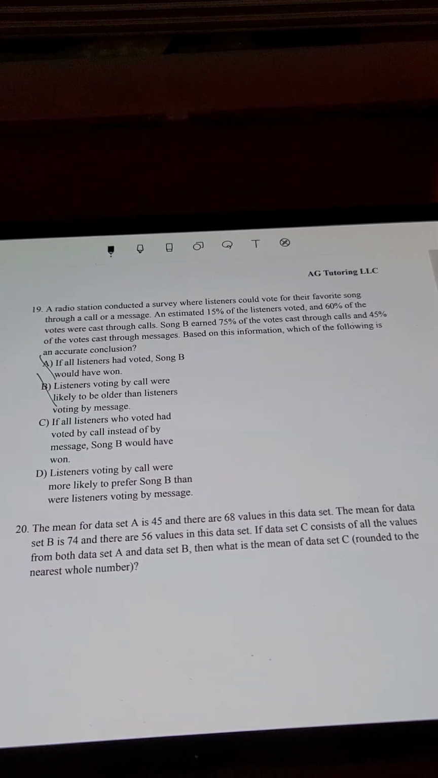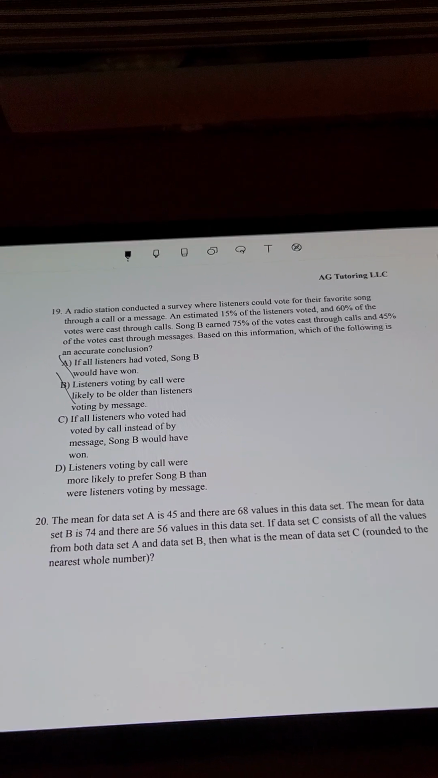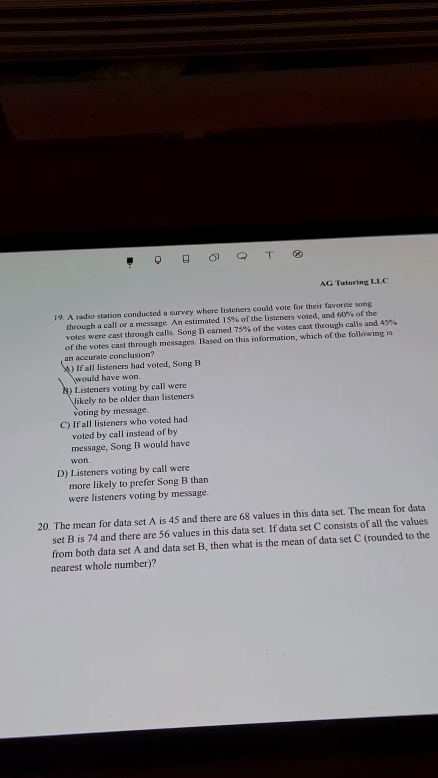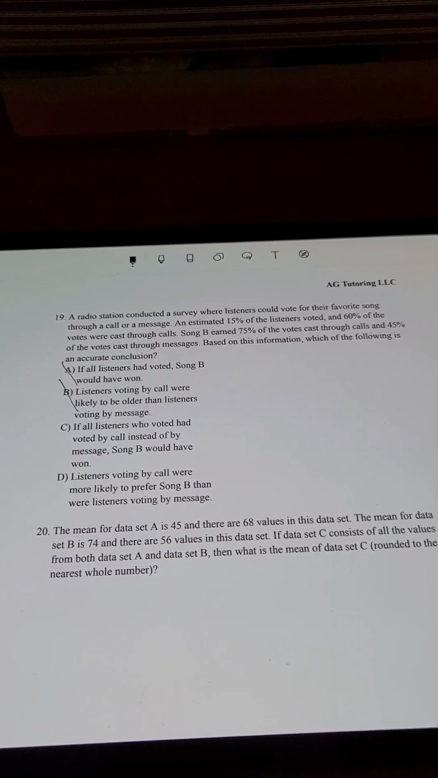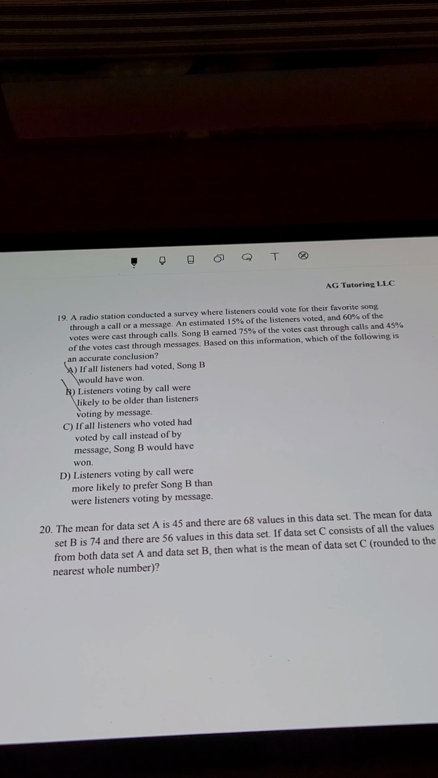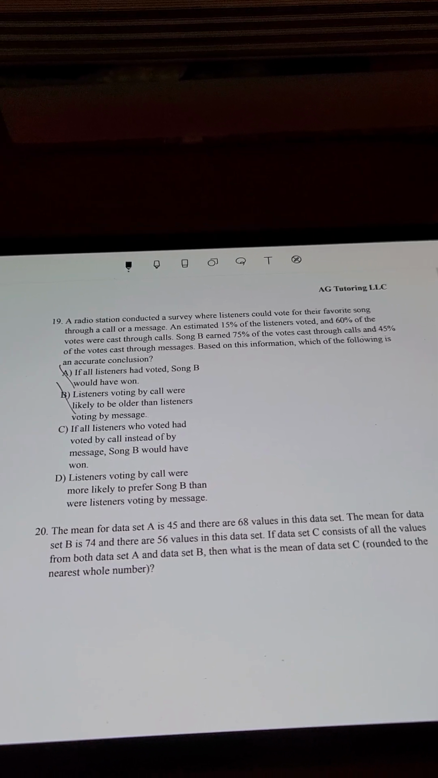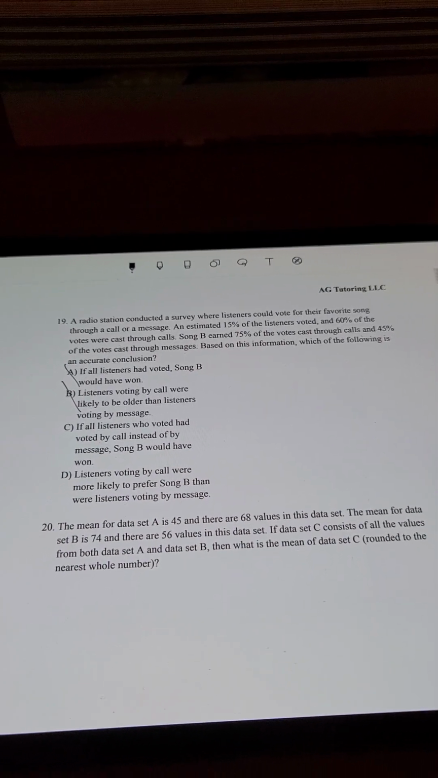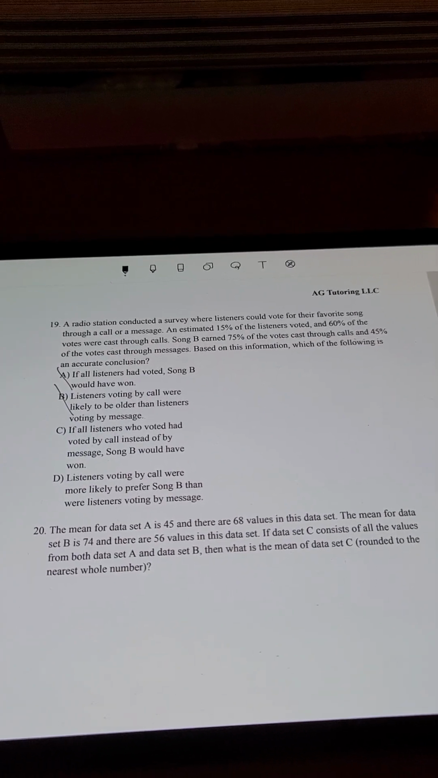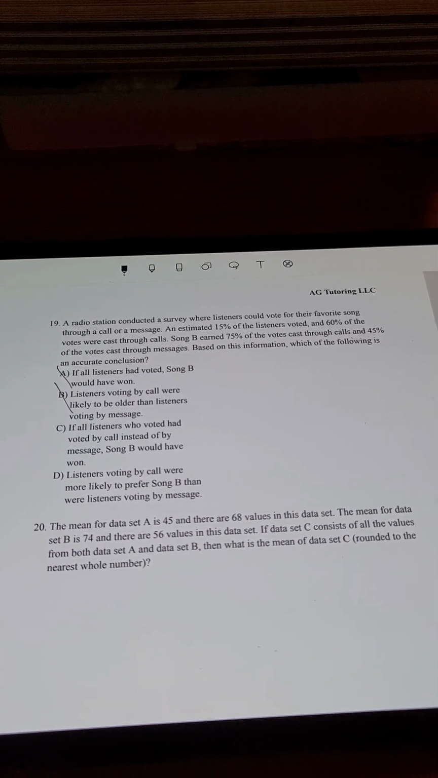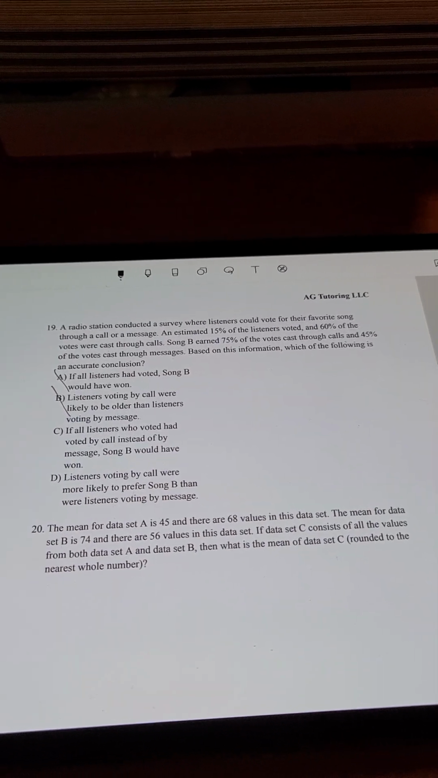And you also have to remember, these are percentages. You have to keep in mind that the number of votes does not exactly correspond to these in actual numbers. 60% of the votes being cast through calls, that's 60% of the total votes, right? But then when it's saying song B earned 75% of the votes cast through the calls, we don't know how many votes the 75% is based off of to make those concrete determinations, if that makes sense.